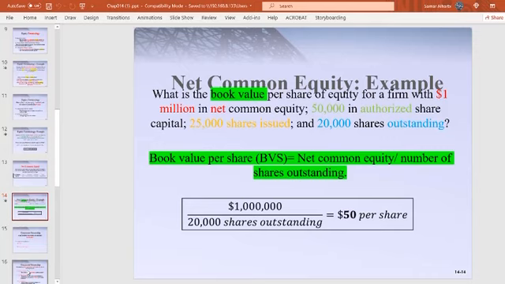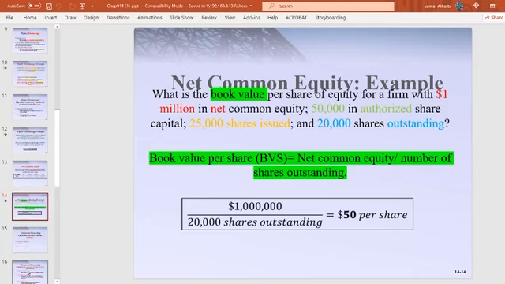Okay, question. What is the book value per share of equity for a firm with $1 million in equity, $50,000 authorized capital, 25,000 shares issued and 20,000 shares outstanding? Now, it's a tricky one. You need to know what each one represents. So let's start. What does 1 million represent? This is the net common equity, right? What does 50,000 represent? It represents authorized share capital.